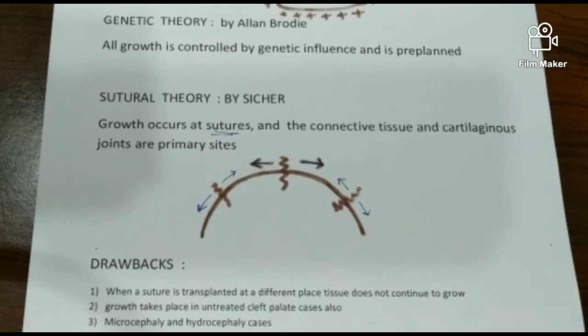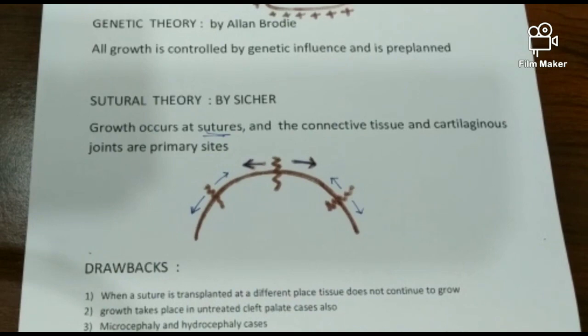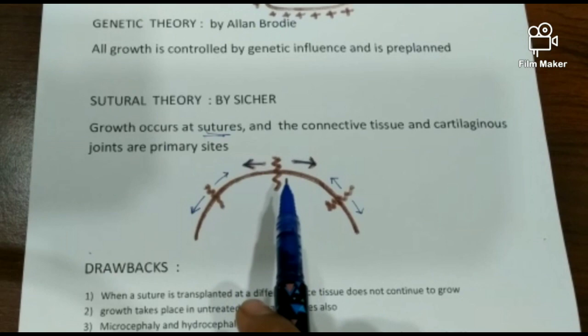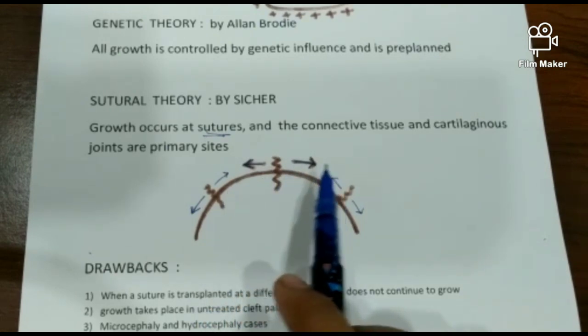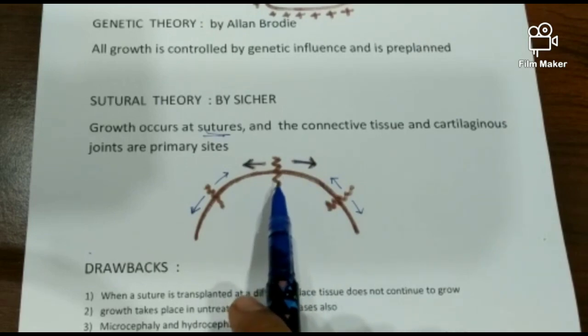S for S. Suture and Sicher are rhyming words, so easy to remember. He believed that craniofacial growth occurs at the sutures, and the connective tissue and the cartilaginous joints of the craniofacial skeleton are the primary sites. The basic idea is that growth takes place at the suture, where forces are applied in opposite directions to move the bones of the vault away from each other.